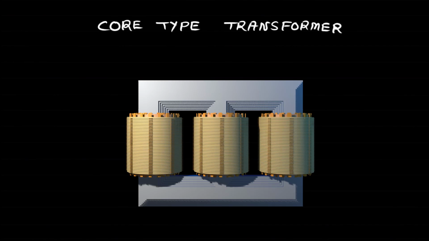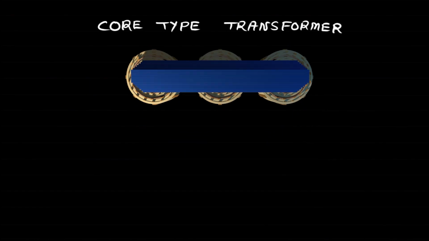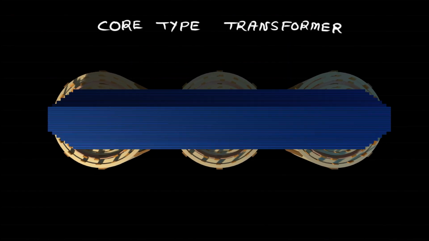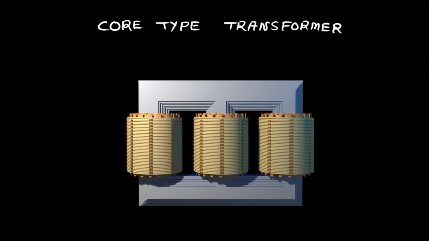Both windings are cylindrical in shape and are wound concentrically around the core limb. There's a small clearance between the low voltage and high voltage windings for insulation. This concentric arrangement provides excellent mechanical strength and uniform distribution of leakage flux.